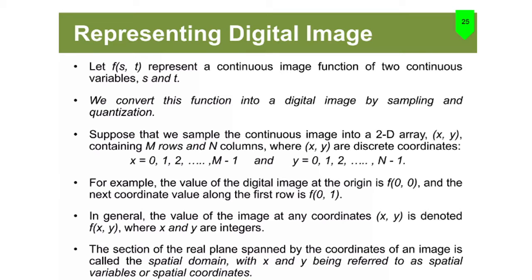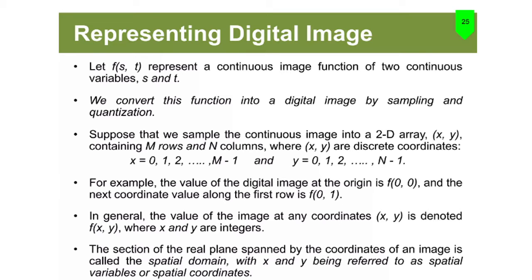Suppose that we sample the continuous image into a 2D array, for example f of x comma y. It contains M rows and N columns, where x comma y are considered to be the discrete coordinates. For example, let us take x equal to 0, 1 up to M minus 1. That represents your rows. Capital M represents rows, so this x value ranges from 0, and since it starts from 0, it ends with M minus 1. Similarly, the y coordinate represents the columns. It starts from 0, so it ends with N minus 1. For example, if you take the value of the digital image at the origin, f of 0 comma 0, the next coordinate, how will it be? 0 comma 1. What does it represent? It represents the next value in the first row itself.